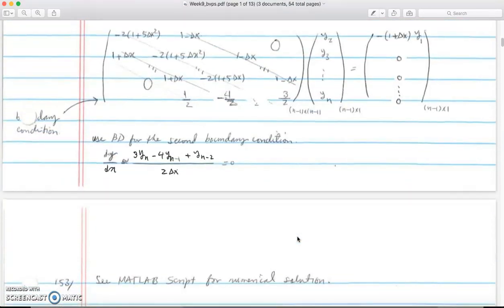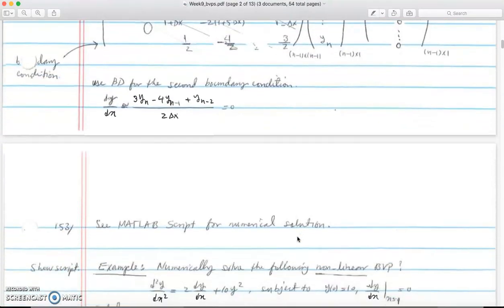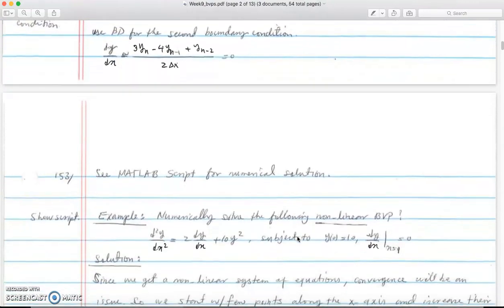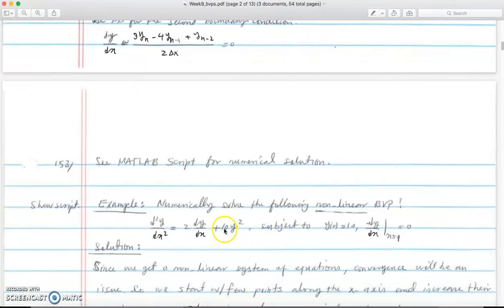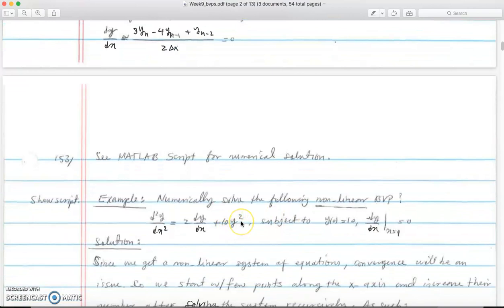So hope this was helpful. In the next video, I'll be talking about the nonlinear version of this equation, where we have 10 times y squared replacing 10 times y in our first equation. So stay tuned, and thanks for watching.